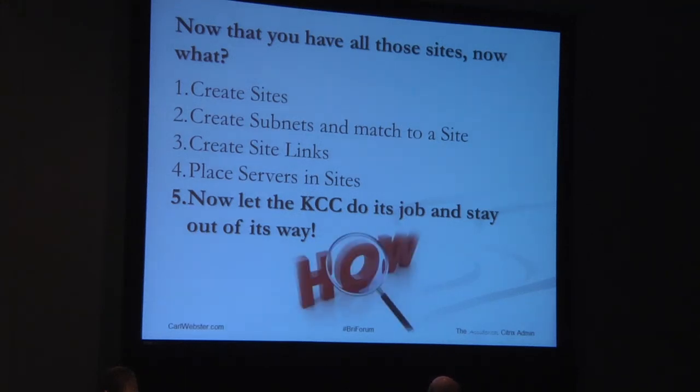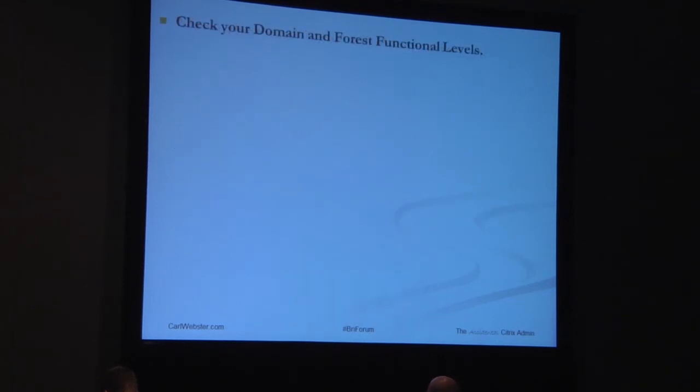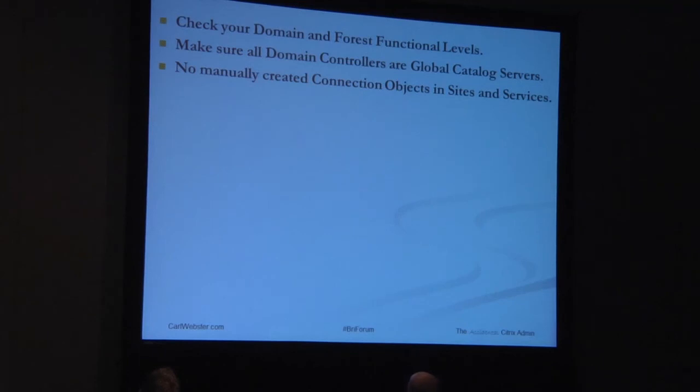How? Great question. Glad you asked. We're going to do that by checking our domain and forest functional levels and getting off of those old ones so we can use more efficient replication and topology generation. We're going to make sure all domain controllers are global catalog servers so our users have an optimal login experience. We're going to make sure there are no manually created connection objects in Sites and Services. If you ever see a manually created connection object in Sites and Services, that's a bad thing. Delete it.